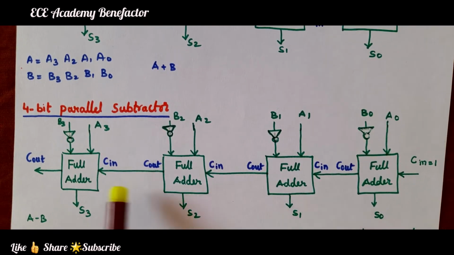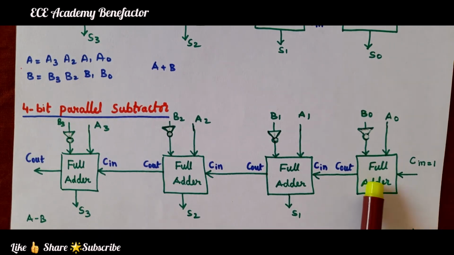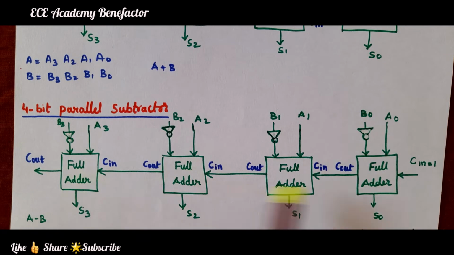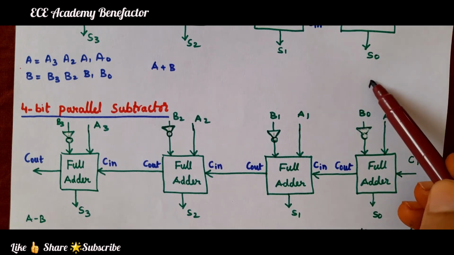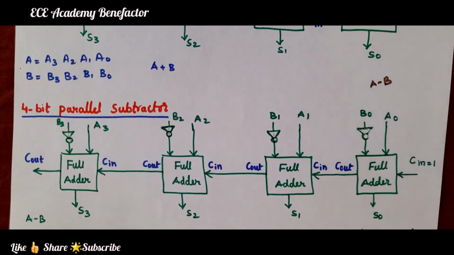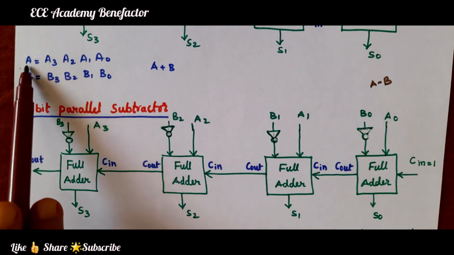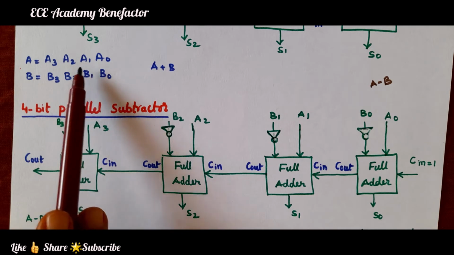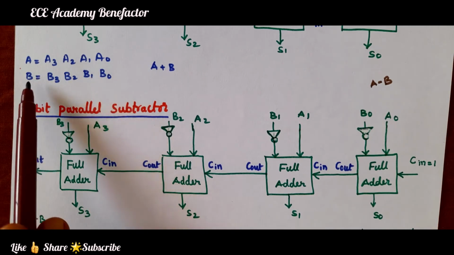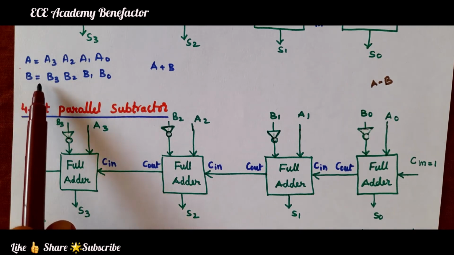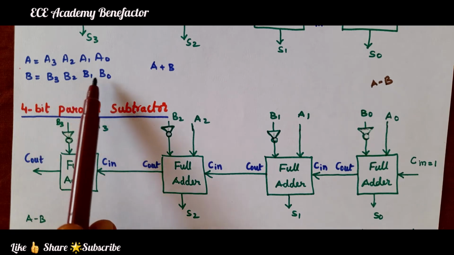Here for the 4-bit parallel subtractor we need 4 full adders, 1, 2, 3, 4, 4 full adders we require. Here we are doing the subtraction A minus B, where binary number A comprises 4 bits A3, A2, A1, A0 and binary number B comprises bits B3, B2, B1, B0.